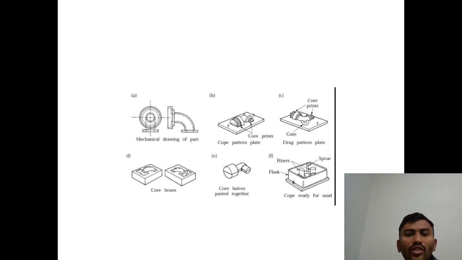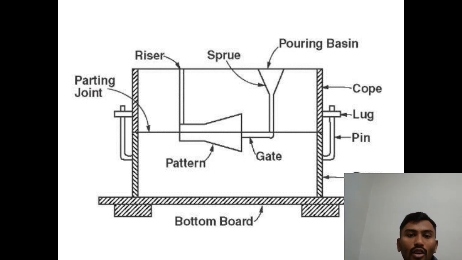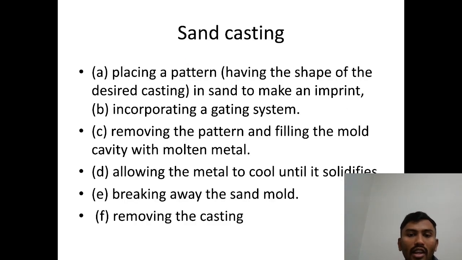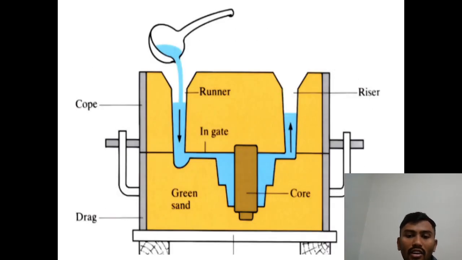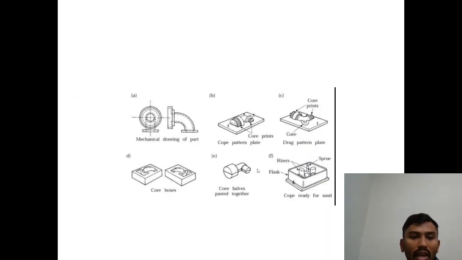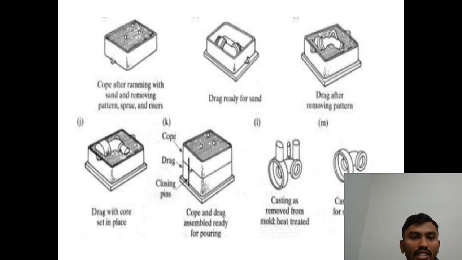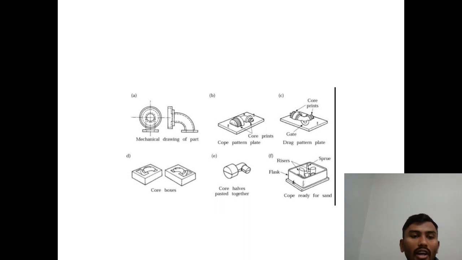We can make different types of solid patterns. In the first figure we made the cone shape one. Next, we made a different core part. This is our final product, the core one. And these are mechanical parts. With the help of sand casting, we can make different types of mechanical parts.